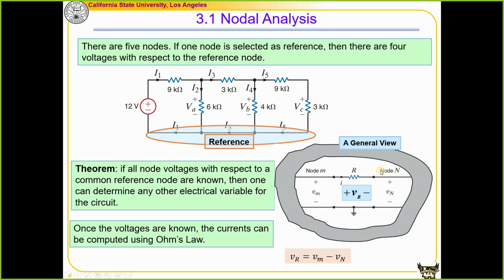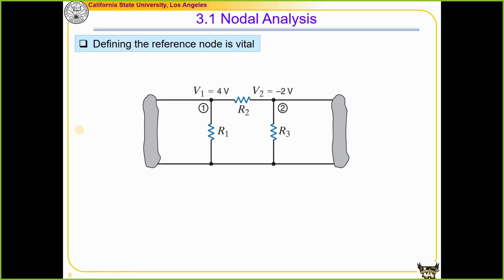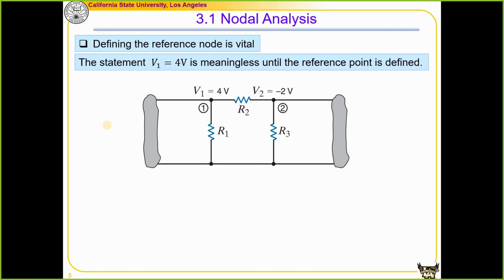So now we see that given all the nodal voltages, we'll be able to find all the voltages and the currents in the circuit network. The next question you might have is, how do we define the reference node? Which node am I going to pick? Defining the reference node is vital. Without the reference node, all the nodal voltages are meaningless.